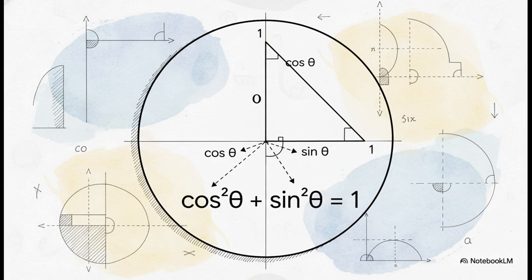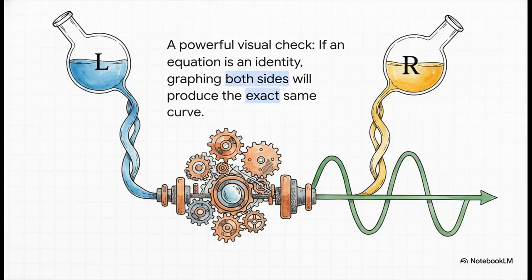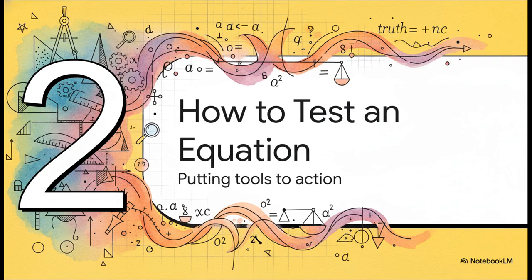It's beautiful. And get this, there's also a super powerful visual shortcut to see if you're dealing with an identity. If you graph the left side of the equation and then graph the right side of the equation, and they trace out the exact same curve, you've got yourself an identity. They'll just lie perfectly on top of each other. It's an awesome visual proof. Okay, enough theory. We've got the concepts down. Now let's get our hands dirty and actually put these tools into practice by testing some equations.